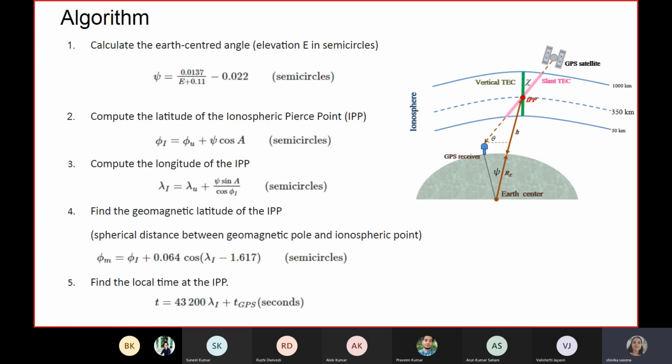So this is the algorithm of the Klobuchar model, where we are starting with the earth-centered angle psi. Here in this figure you can see the psi angle. First we calculate this, then we compute the latitude of the ionosphere piercing point. So you understand the ionosphere is from 50 kilometers to 1000 kilometers.